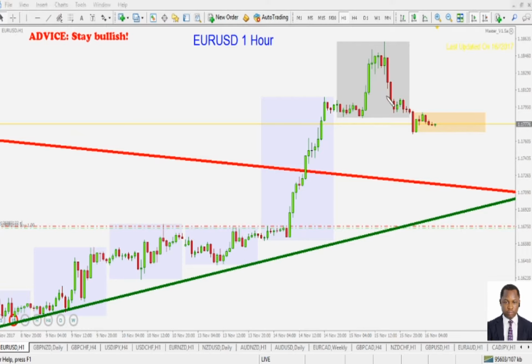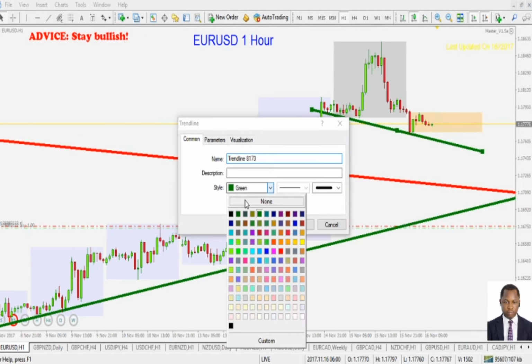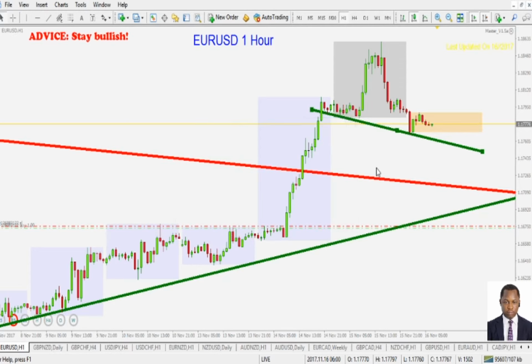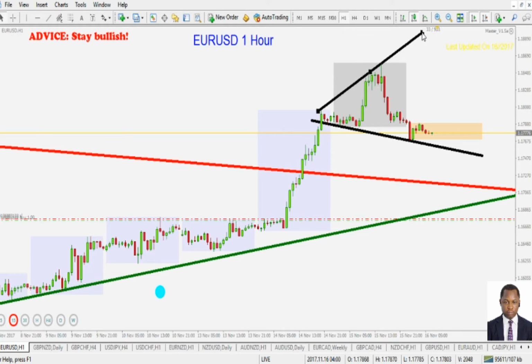Okay, in the 1 hour time frame, we might be seeing that hesitation that should continue for some time. You also need to bear in mind that we might be having an expanding triangle in the 1 hour time frame. Let's change the color of this line to black. Keep it within the hourly. Like I said, we might be having an expanding triangle, a sign of market confusion.